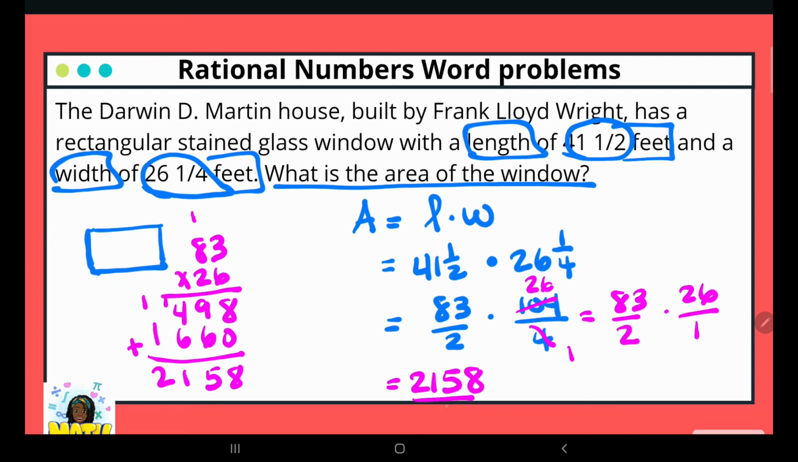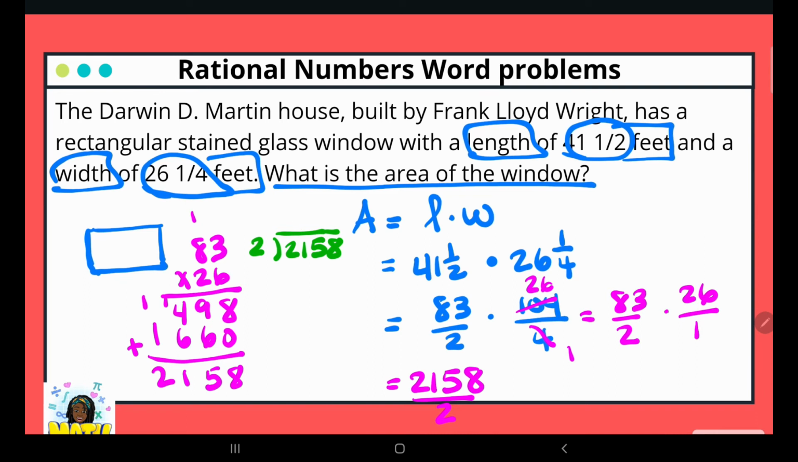And that's all being divided by 2. So now I'm going to set up that division problem. So I'm going to draw my house. Inside, I'm going to put 2,158. And it's being divided by 2.